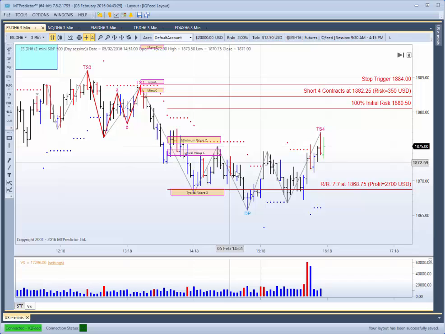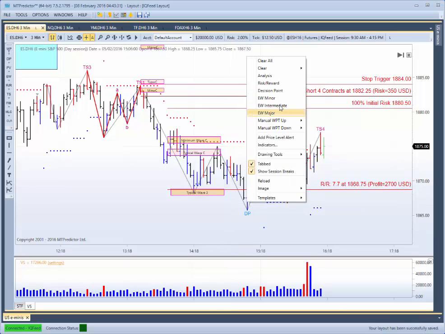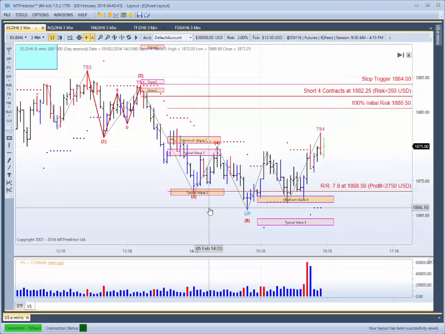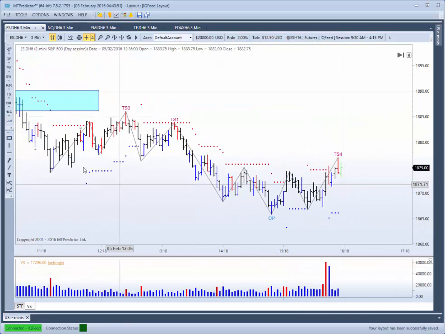Or perhaps you'd wanted to run this into the wave 5 down here, and again come out at that wave 5 or just above the bar high at that wave 5 low for again about the same profit as well. And this is where the more experienced user in MTPredictor can really maximize the tools in MTPredictor rather than just using your automatic setups and taking them just as they are.